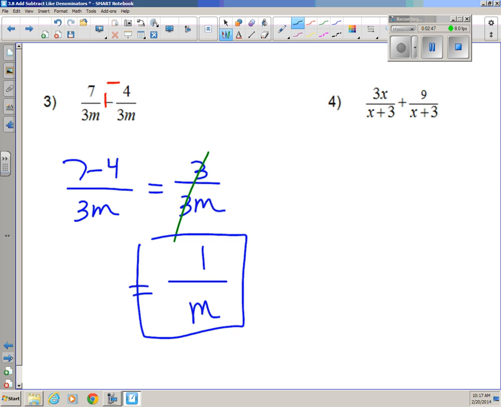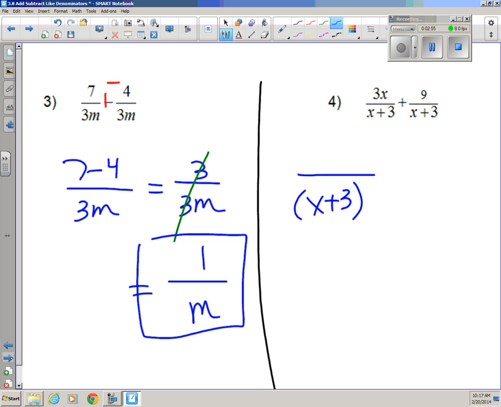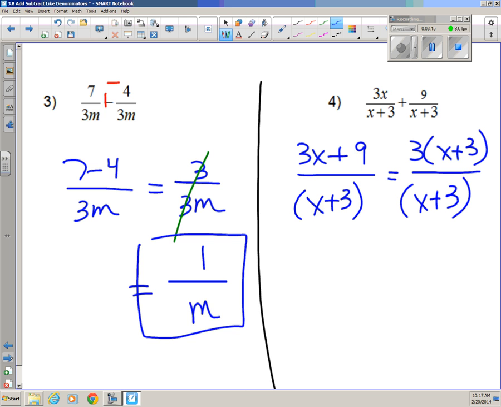Next one, you have common denominators. Your common denominator is just this binomial, I put it in parentheses, x plus 3. Your numerator is 3x plus 9. Those are not like terms, so I cannot combine them. But what you should realize is you can factor by GCF in that numerator. I can pull out a 3, be left over with x plus 3, over the common denominator x plus 3, and guess what? These binomial factors simplify. This final answer is just 3.